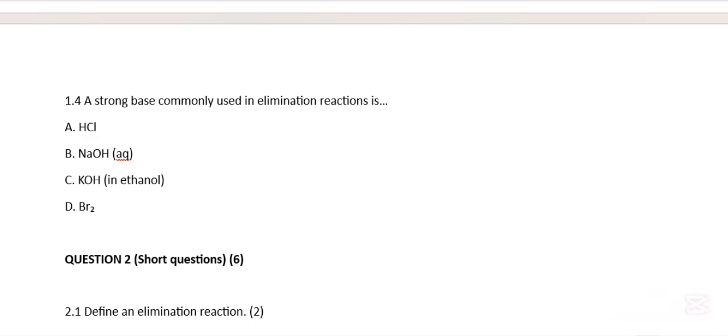On number 4 they say, a strong base commonly used in elimination is? Which strong base is commonly used in elimination? So we will look for the one that is most common in elimination. Here is the one I usually see, even in the conditions I wrote. That is KOH in ethanol. So the correct answer is C.